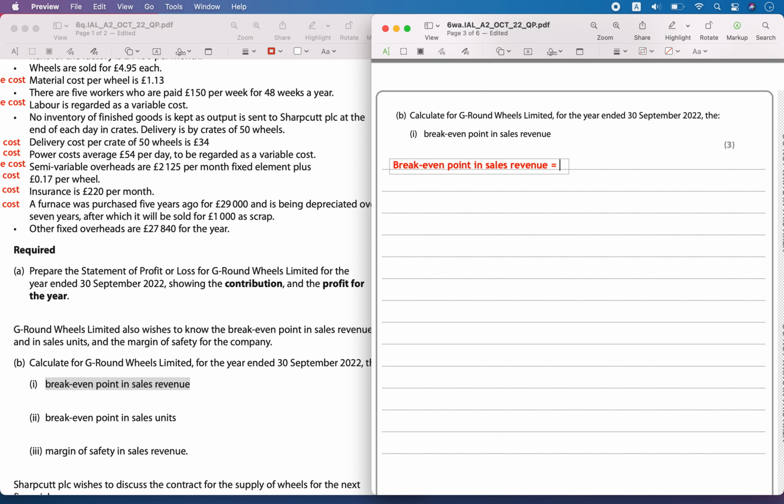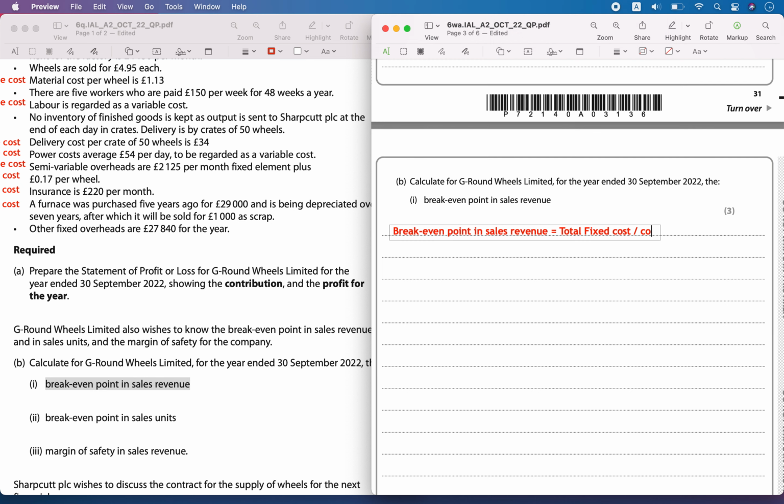So that is going to be equal to total fixed cost divided by contribution to sales ratio. You have to calculate the contribution to sales ratio and the total fixed cost. So now let's calculate the contribution to sales ratio.